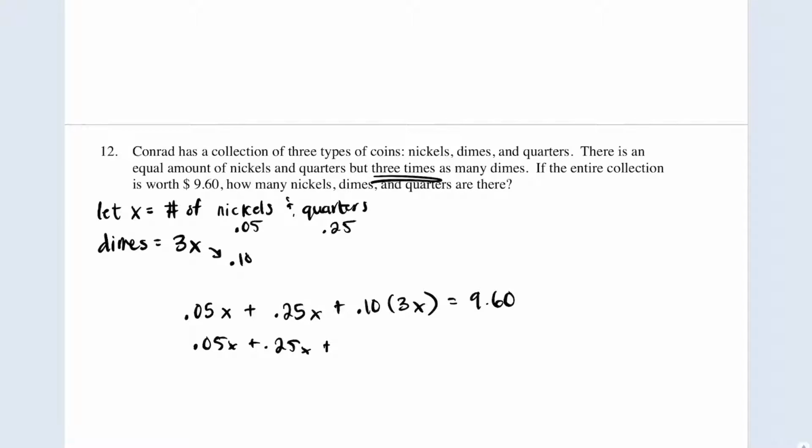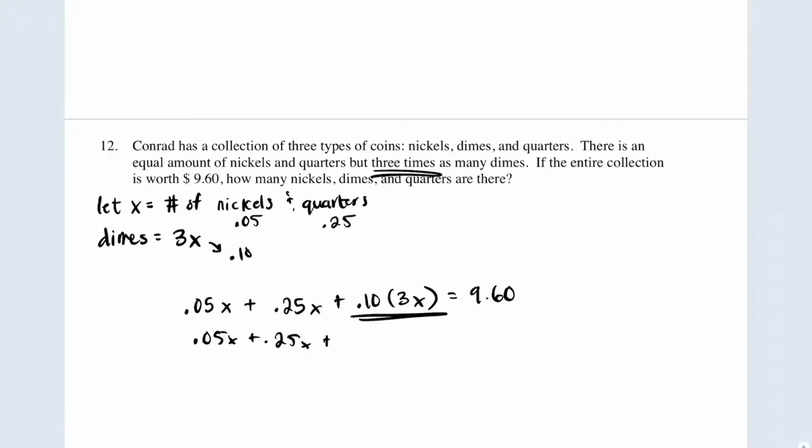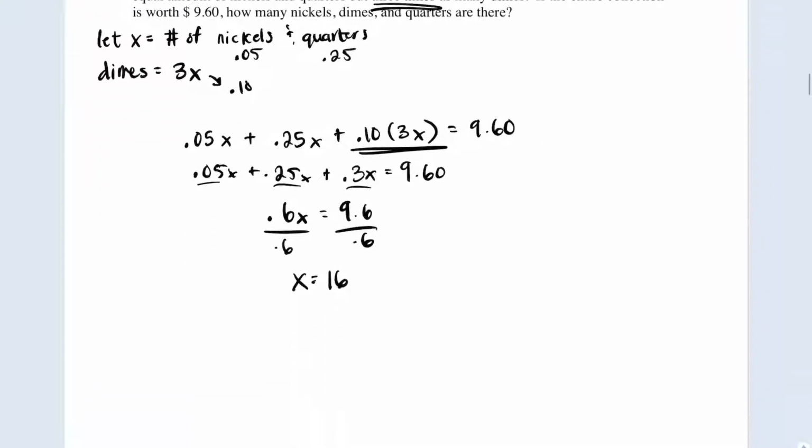So let's go ahead and do this really quick. 0.05x plus 0.25x plus, we should multiply first, 0.10 times 3x. That is 0.3x, and that is equal to 9.60. Let's go ahead and combine these. All of these terms have x's attached to them, so we can definitely add these. So we're going to add 0.05 plus 0.25 plus 0.3. That comes out to 0.6x is equal to 9.6. And then we're going to divide both sides by 0.6. And let's see what happens. X is equal to 16.